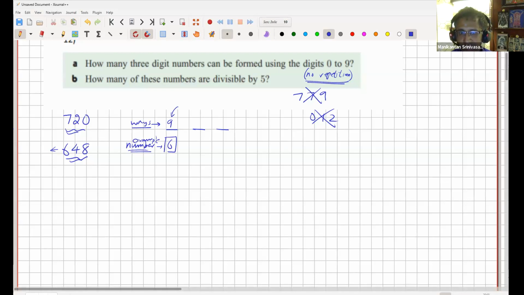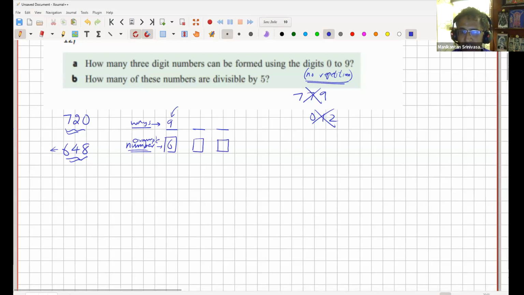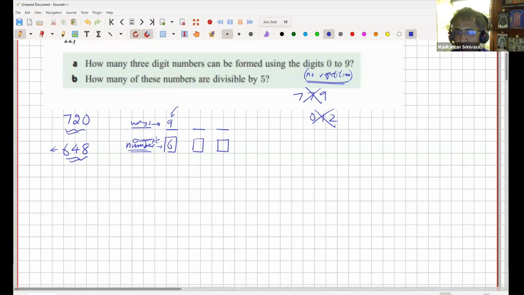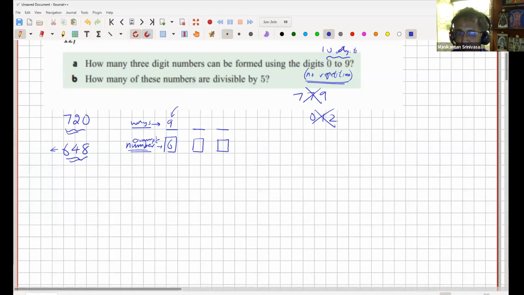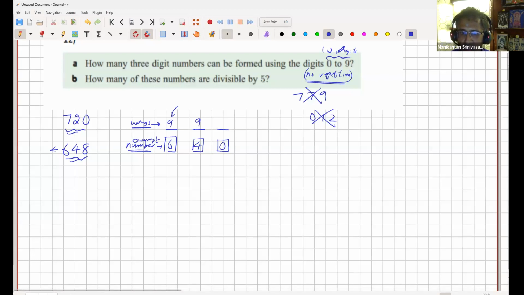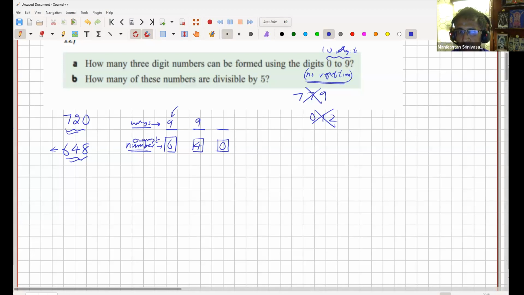Okay, so I filled 6 in the first spot, and now I come to the second spot. Anything other than 6 is possible, including 0. So of the 10 digits from 0 to 9, anything other than 6, because I've already chosen 6. So I can select 9 ways for the second one. And then for the last one, anything other than the first 2. It cannot be 6, it cannot be 4, it can be anything else in this example. So it's 9 into 9 into 8. So that is indeed 648. Well done.